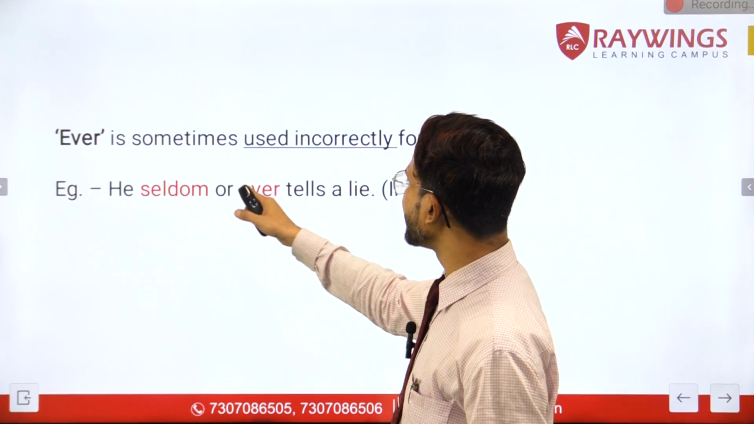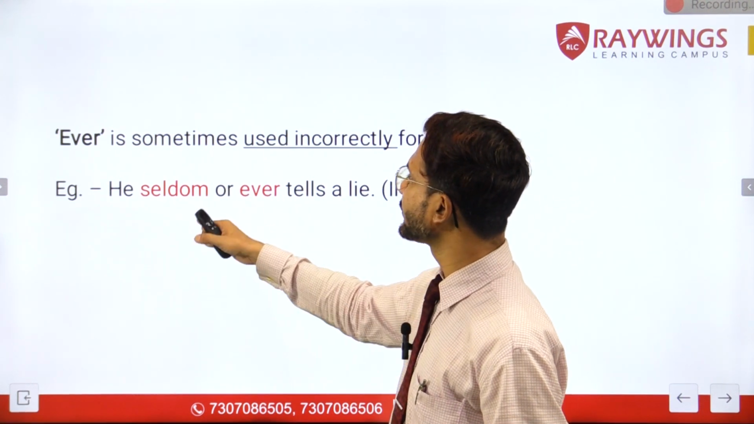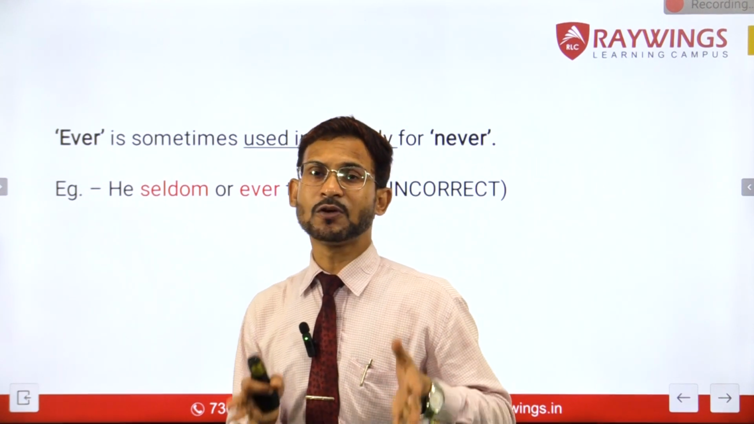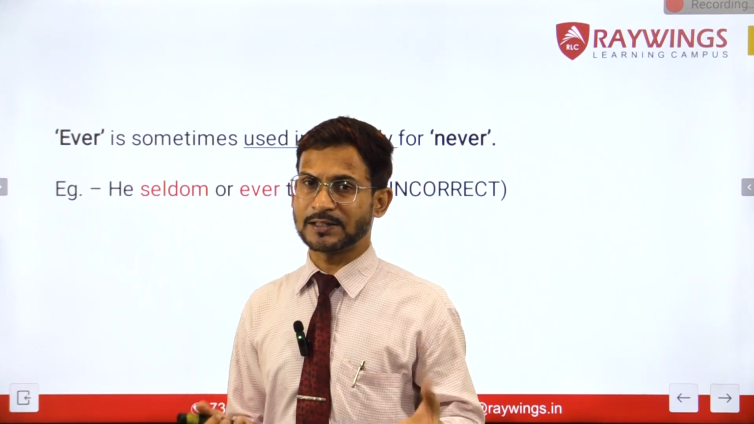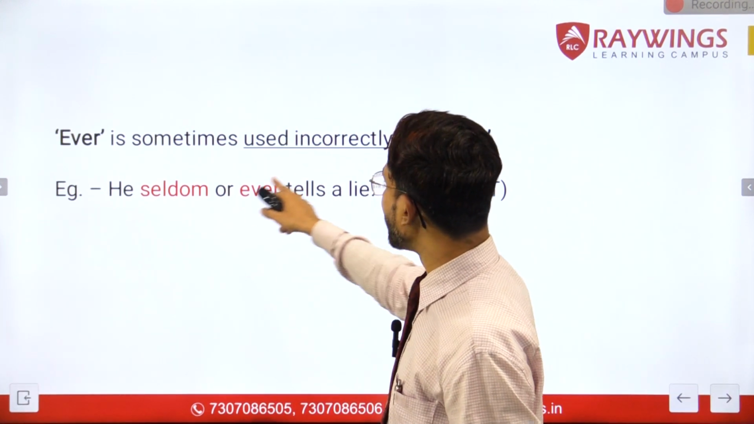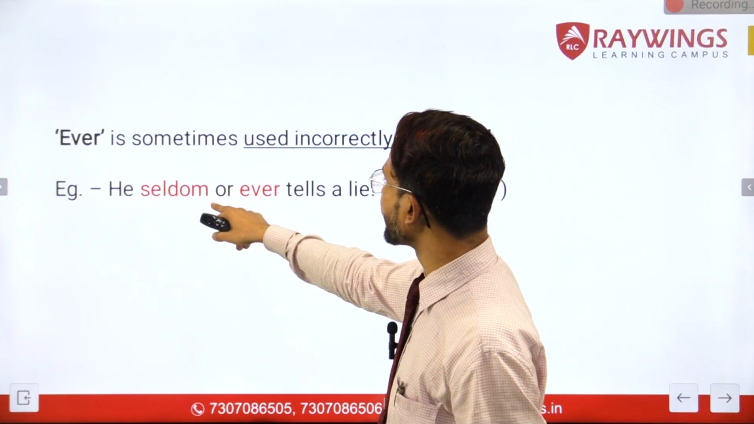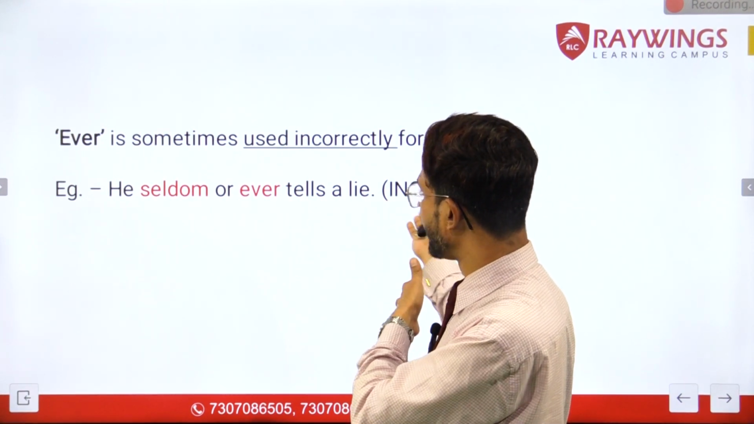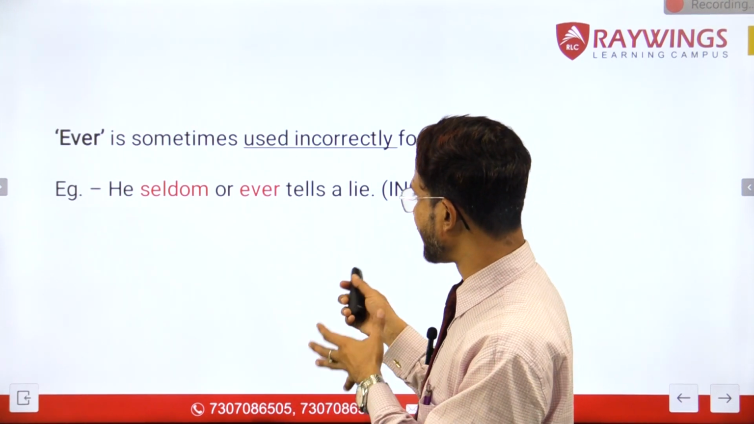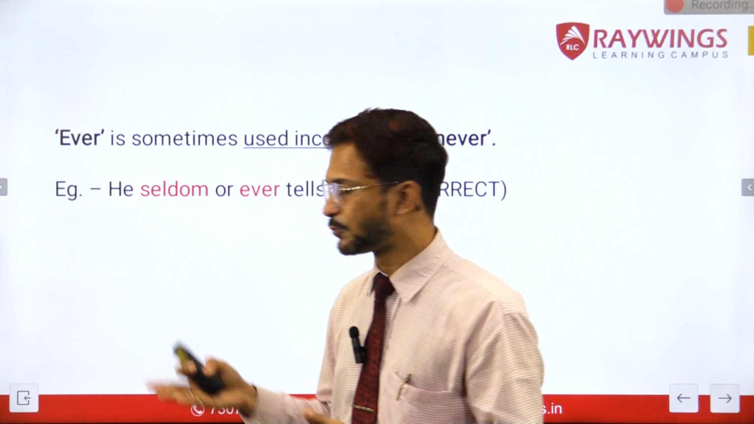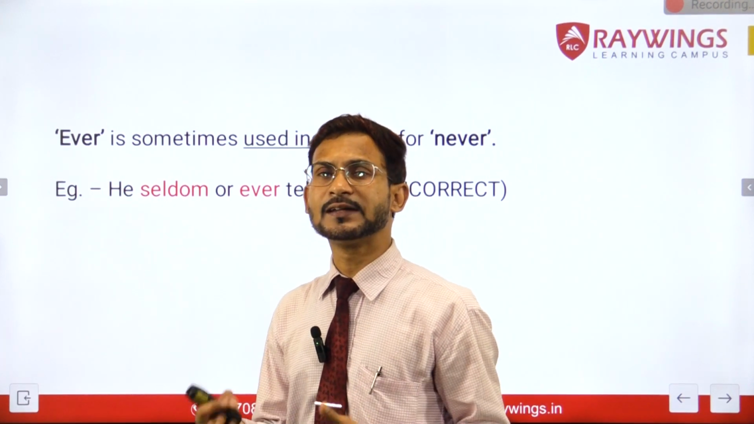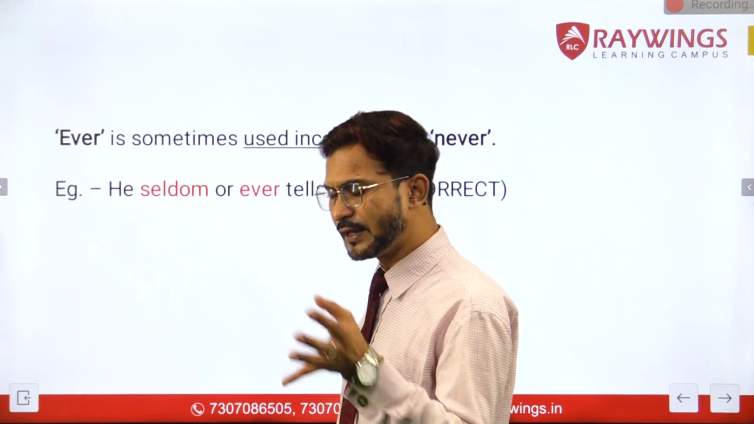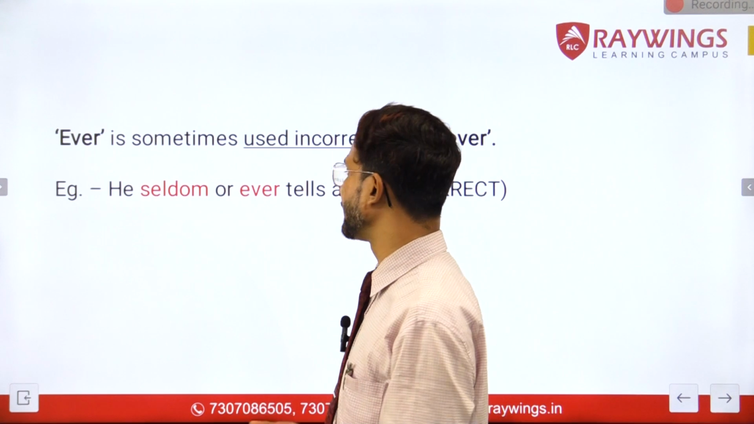If I say he seldom or ever tells a lie, it doesn't mean that he never tells a lie. He seldom or ever tells a lie means sometimes he tells a lie. So that is why this sentence is incorrect if we want to say that he never tells a lie. If we have to say that this person doesn't ever tell a lie, or never tells a lie, we'll have to structure it in some other way.